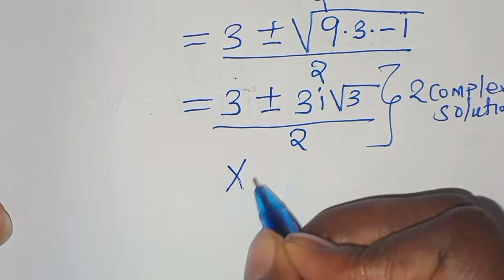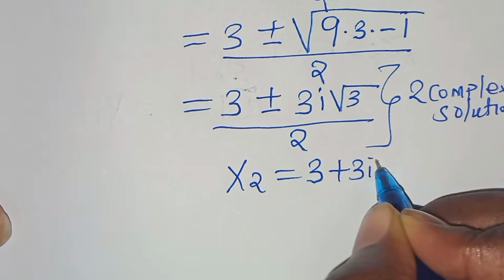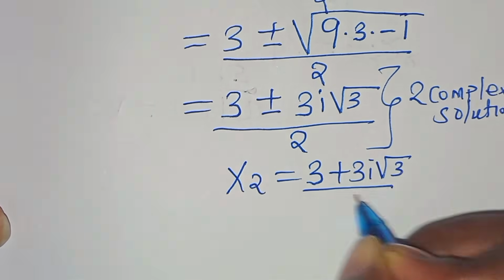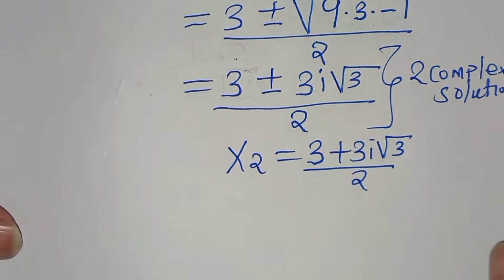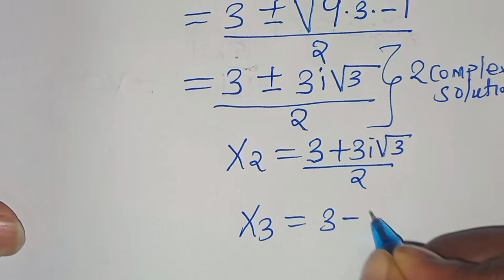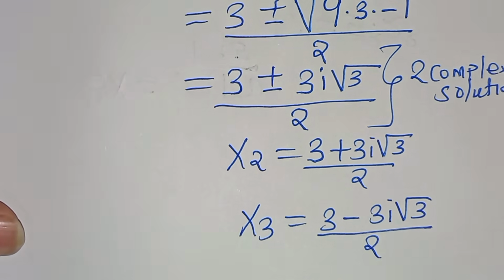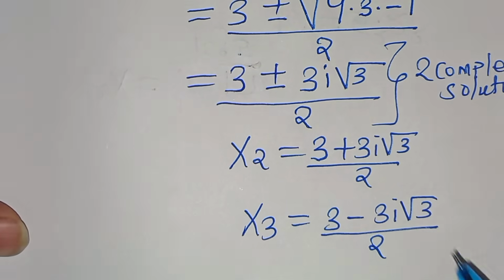That is x2 is equal to 3 plus 3i square root of 3 divided by 2. And we have x3 is equal to 3 minus 3i square root of 3 divided by 2. So let's proceed to case 2 from here.